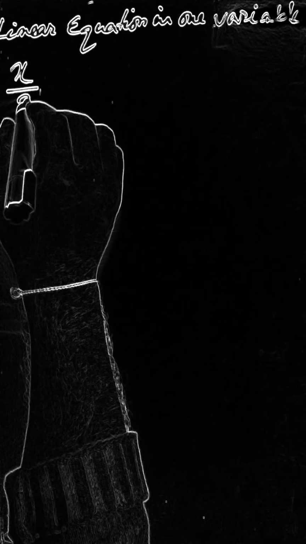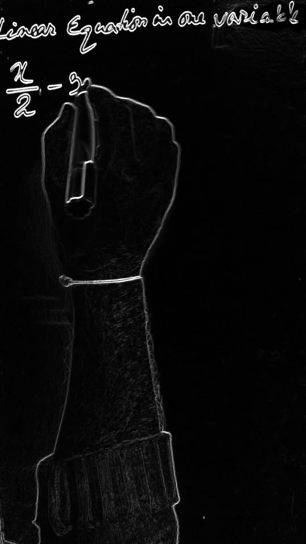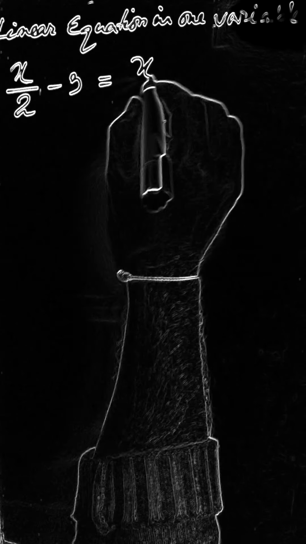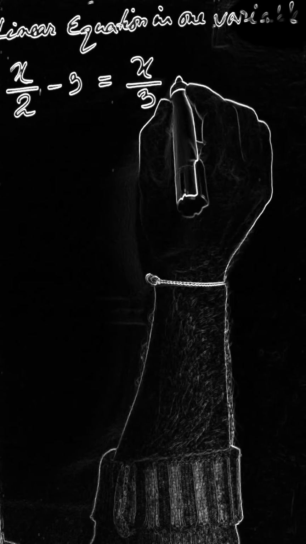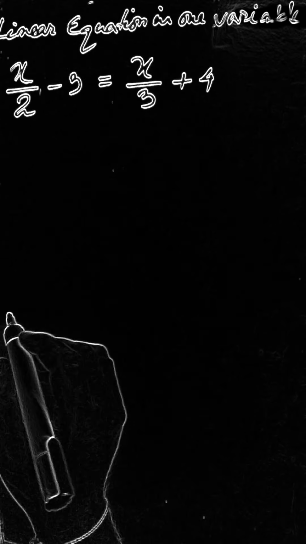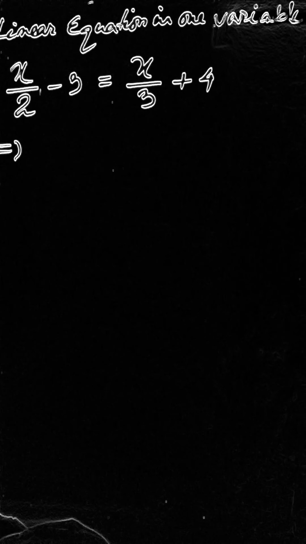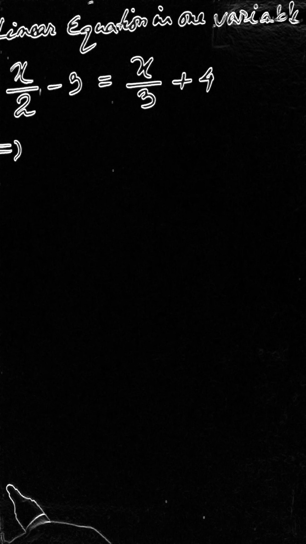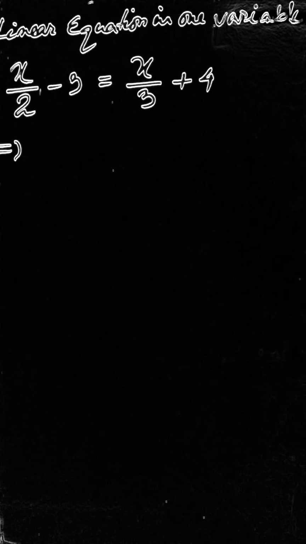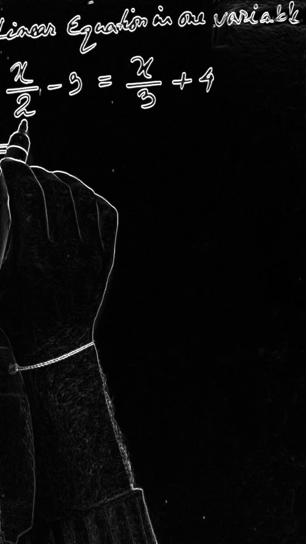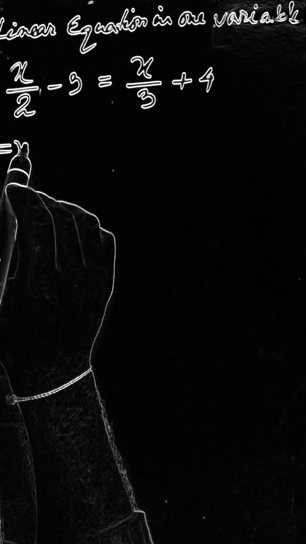Okay, next I'll be writing the question here. x divided by 2 minus 3 equal to x by 3 plus 4. On the left hand side we find x by 2 minus 3, and on the right hand side we find x by 3 plus 4. First we will take the LCM of the denominators.